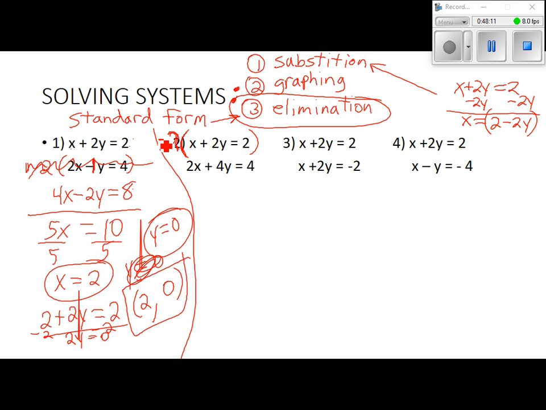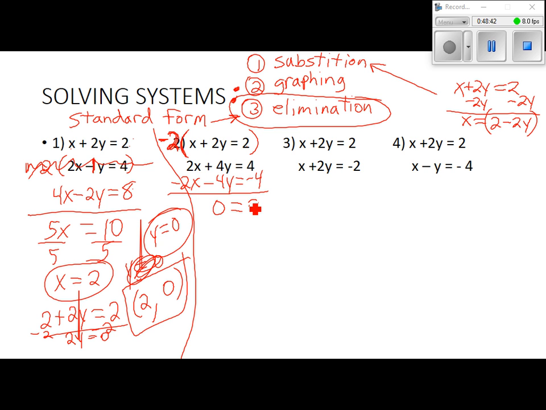What's negative 2 times x give you? Negative 2x. What's negative 2 times 2y give you? Negative 4y. What's negative 2 times 2 give you? Negative 4. So does that mean everything works? Everything cancels, that cancels out, that cancels out, and we end up with 0 equals 0.